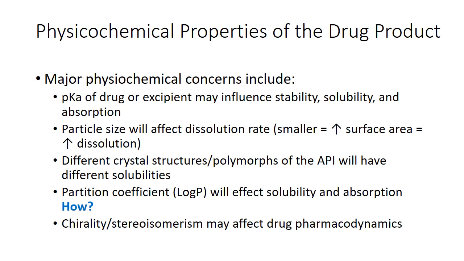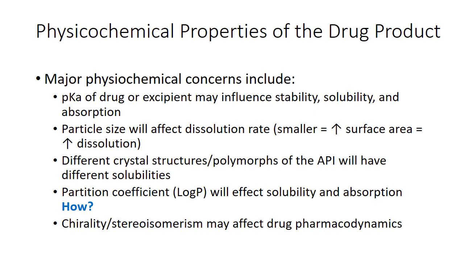So the actual physical chemical properties that are important are, they're all here, the major ones. pKa of a drug or excipient may influence stability, solubility, and absorption. And in most cases, at least two of those things are affected, right? At least absorption and solubility. So obviously, from biochemistry, you might remember pKa is going to tell you at what pH a substance will be ionized or unionized, depending on if it's an acid or a base, usually a weak acid or a weak base.